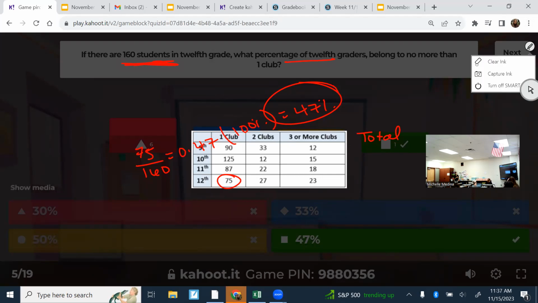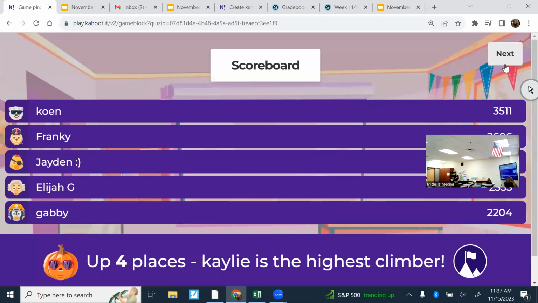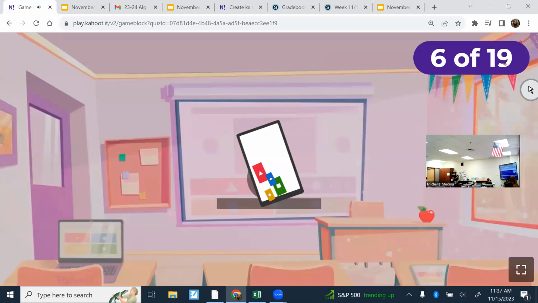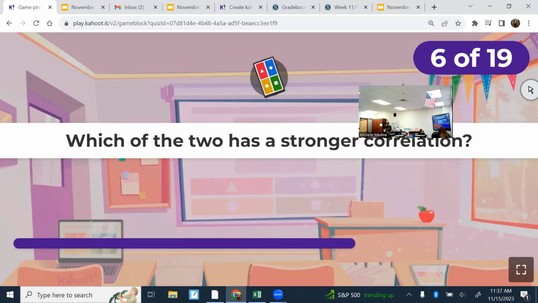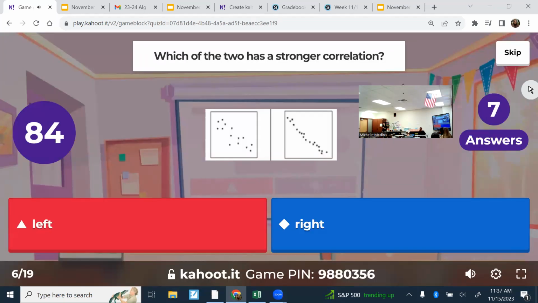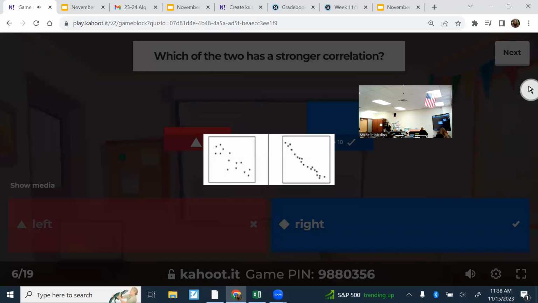Here's the next one. One person got that, and I wonder if there's no chance to see. But which of the two has a stronger correlation? The one on the left or the one on the right? Okay, better. Not 100% accuracy yet, but better.